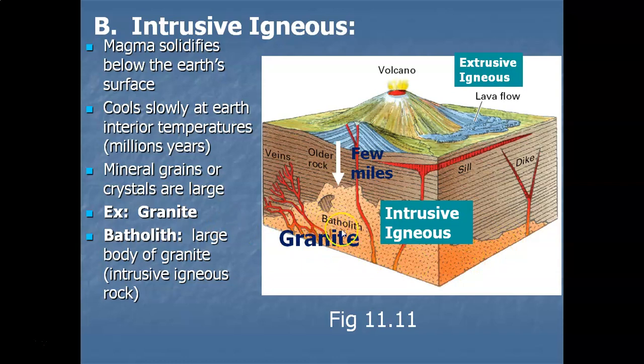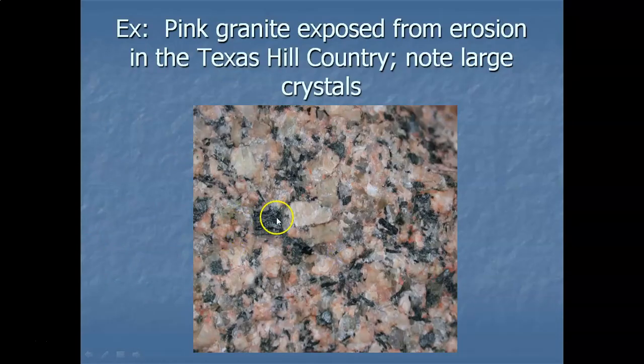It's called a batholith. It's a large body, a very large mass of intrusive igneous rock. And invariably, it's going to be a big mass of granite. Now, this can be the size of a state, so it can be very, very big. It's called a batholith. All right, here's an example.